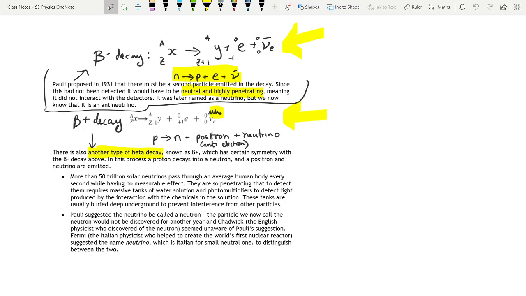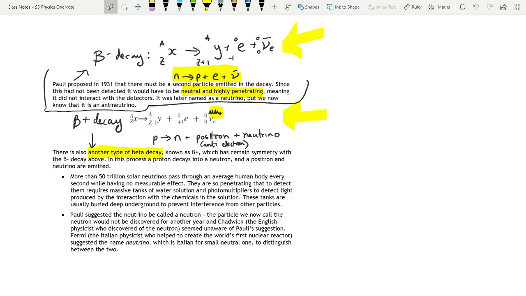Since this has not been detected, it would have to be neutral and highly penetrating so it can get really far, meaning it did not interact with detectors. It was later named as a neutrino, but we now know it's an antineutrino. So in beta minus decay, which is the one that you need to know, we've got a neutron changing into a proton plus an electron, plus this extra energy which comes in the antineutrino.